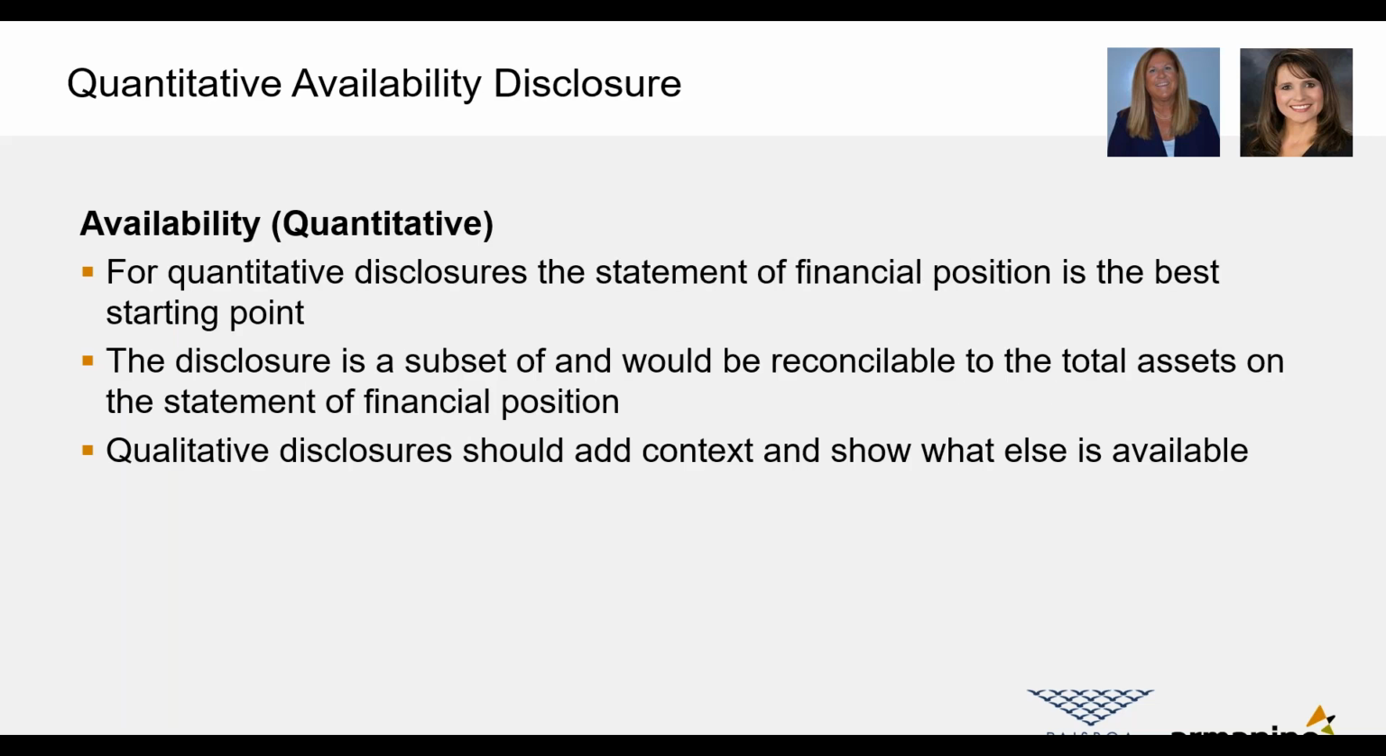Okay, so here is your quantitative disclosure. Where do I start with my quantitative disclosure on availability? I would say the best place is looking at your statement of financial position. Let's look at the assets that you have. This can be disclosed on the face of your statement of financial position or in the notes.